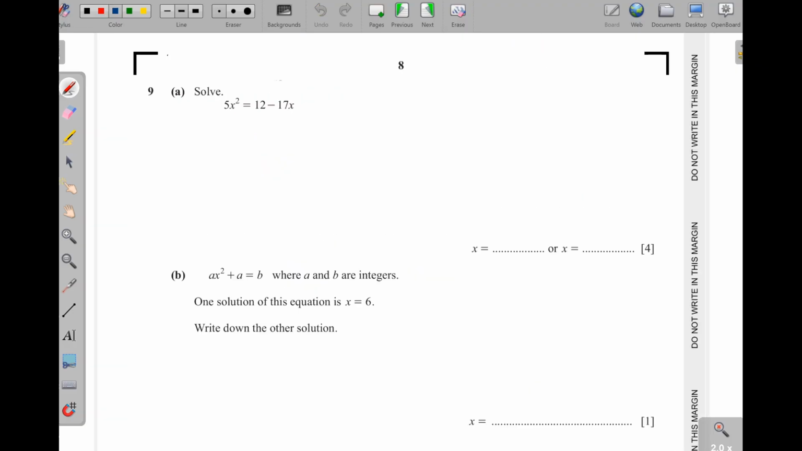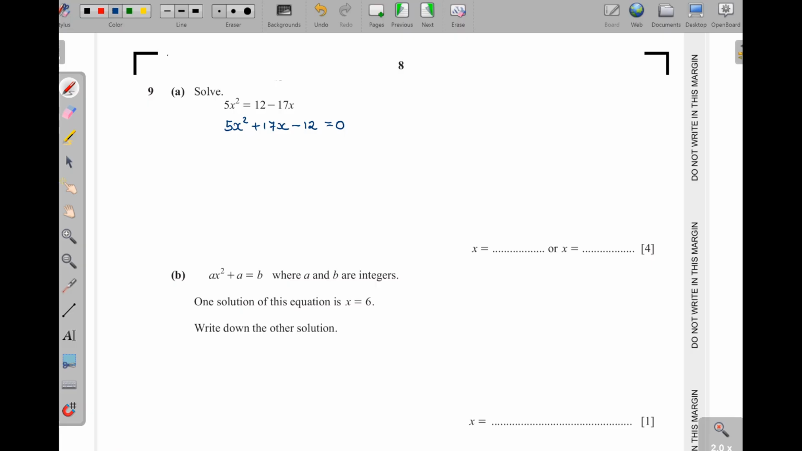Question 9, part A. I can see algebra here, but they are saying solve this equation here. Now we can see this one is quadratic. So what we can do is to bring everything onto this side and then we form a quadratic equation. So this one is going to be 5x squared, then plus 17x, then minus the 12, which is equal to 0. Okay. Now this is a quadratic equation. You can use the quadratic formula.